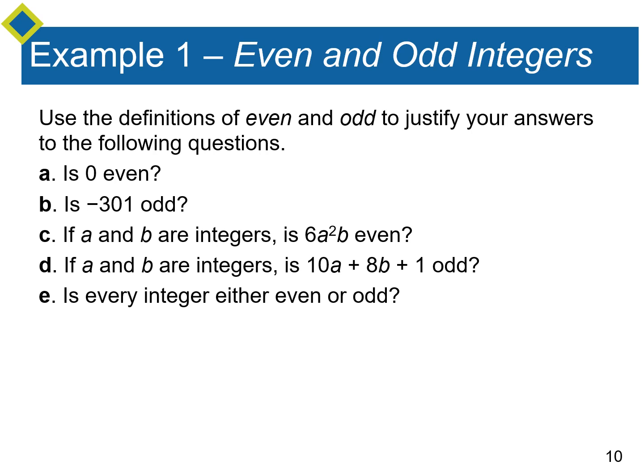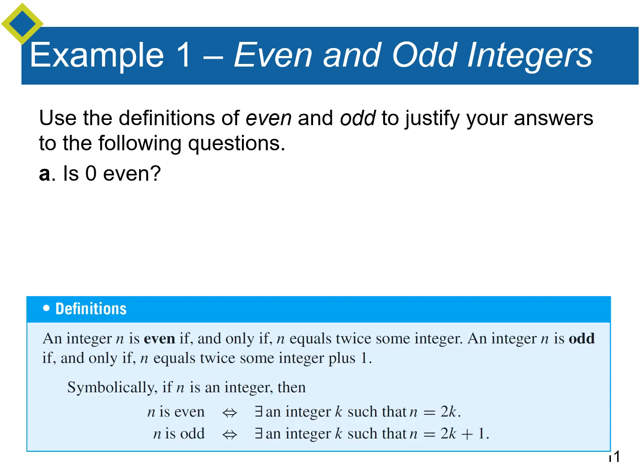So A: is 0 an even number? Yes. Okay, 0 equals 2 times 0. So we use this one, k equals 0, because 2 times 0 is 0. So this statement is true.